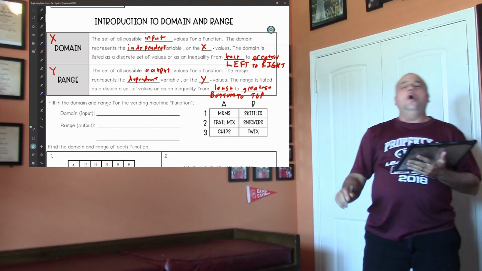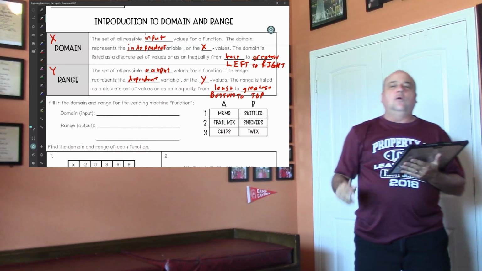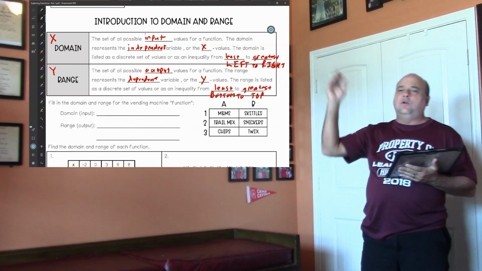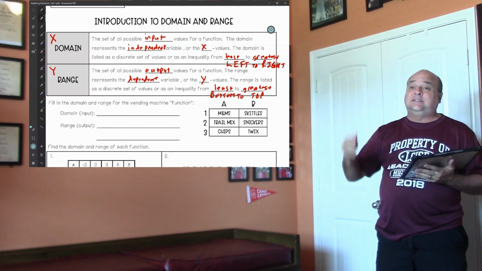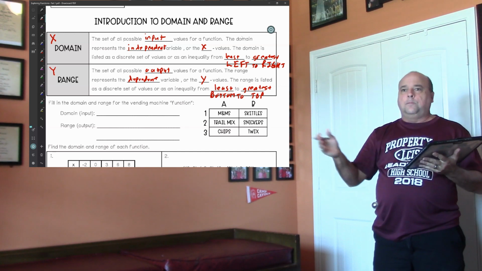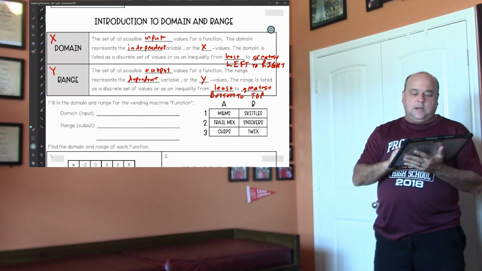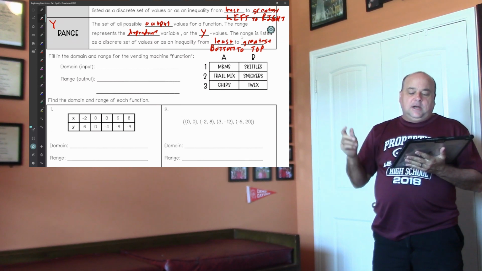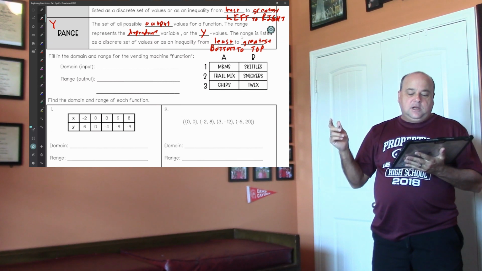Now then, we're just going to go through these. This is a piece of cake. We're going to define the domain and range given what's given to us in a table or ordered pairs or even a graph, okay? So on the first one, the domain and range for the vending machine function.